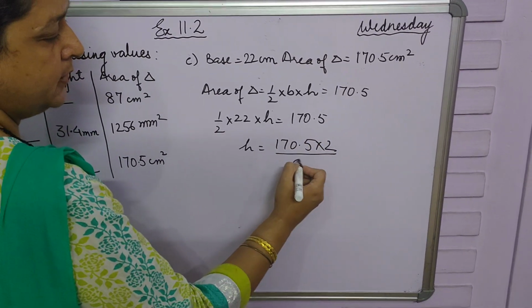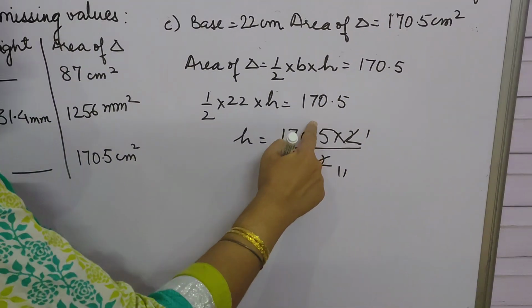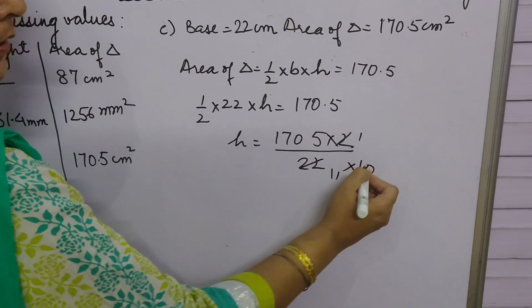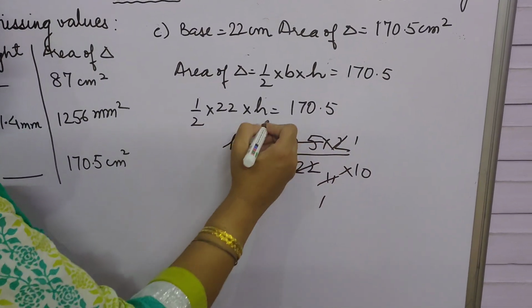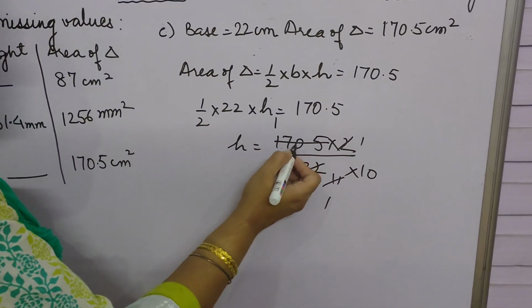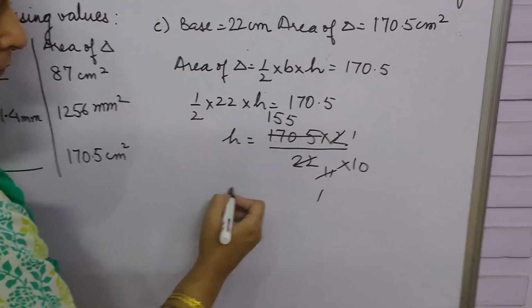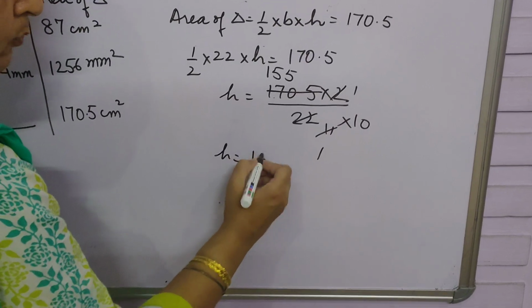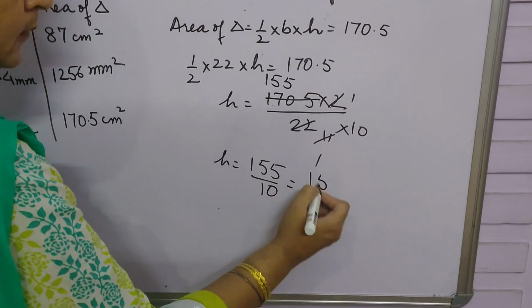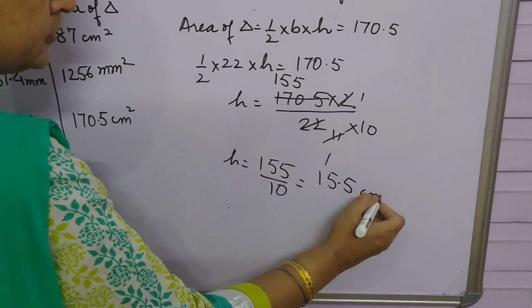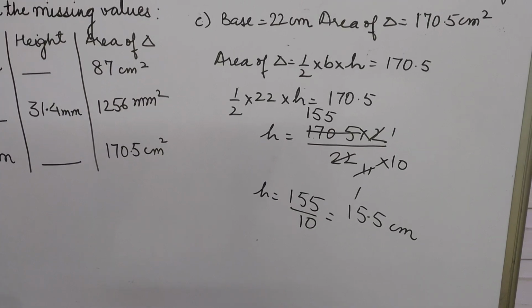Multiply wala divide mein, divide wala multiply mein. Let us cancel this by 2. Remove the decimal, upon 10. Now let us divide this by 11. 11 ones are 11, 60. 5s are 55. Again 5s are 55. So h comes out to be 155 upon 10. Count one digit from the back and it will be 15.5 centimeter.